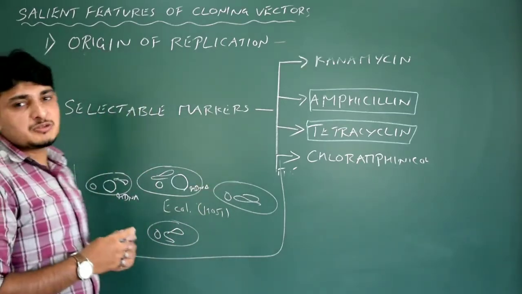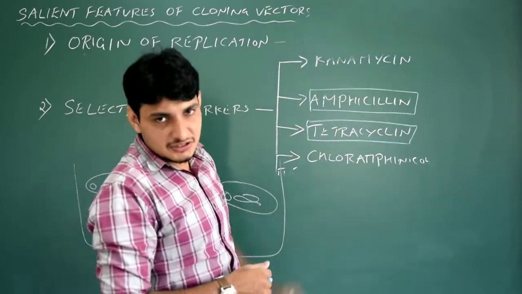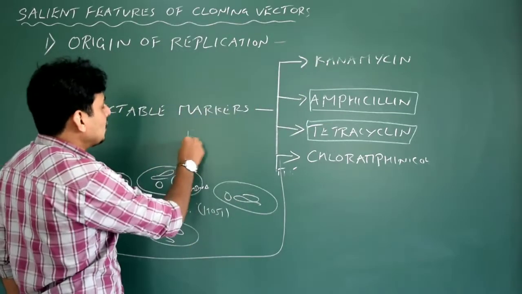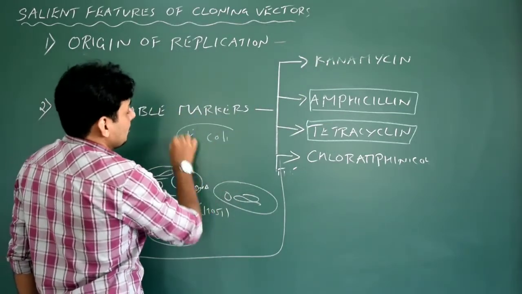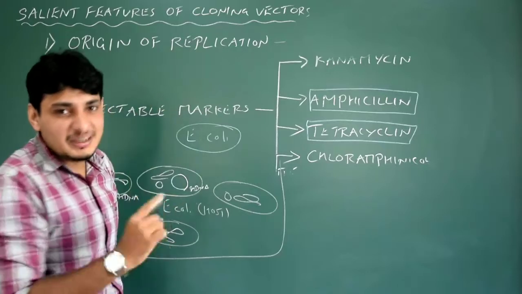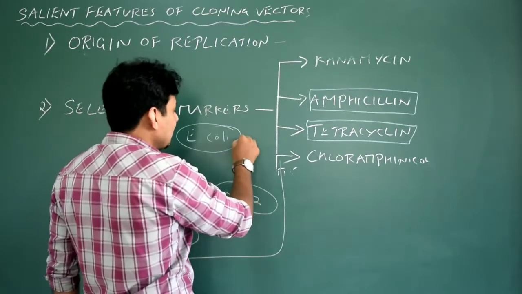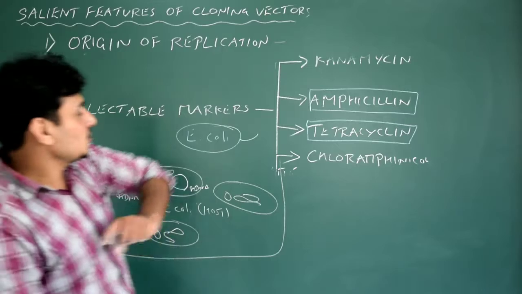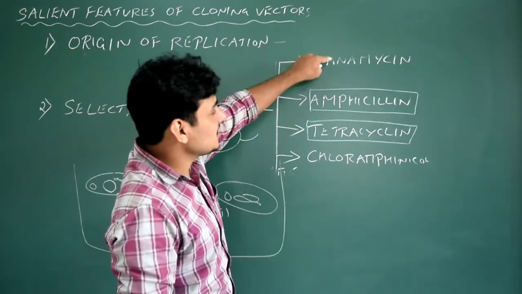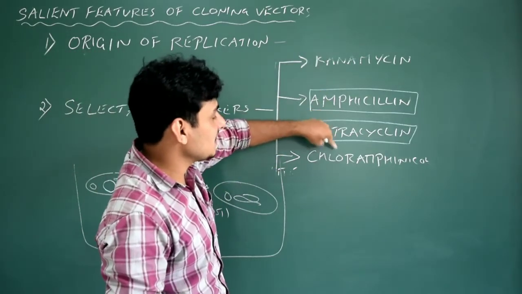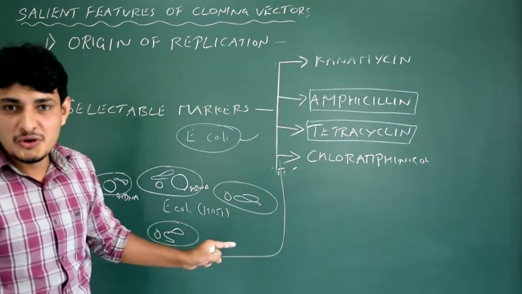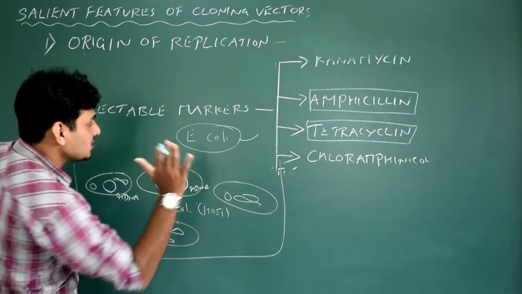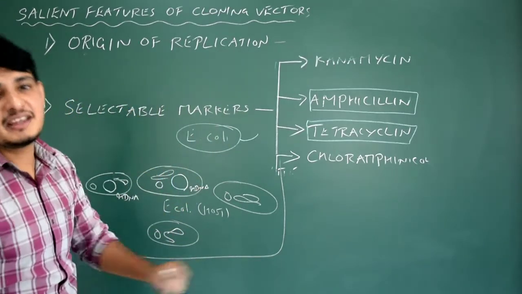So not all plasmids will exhibit the genes. A good example is E. coli. E. coli is the bacteria which doesn't contain any genes for all 4. Got it? So they will not show resistance to kanamycin, ampicillin, tetracycline, or chloramphenicol. That is the reason why scientists prefer E. coli. So it will be very, very easy.